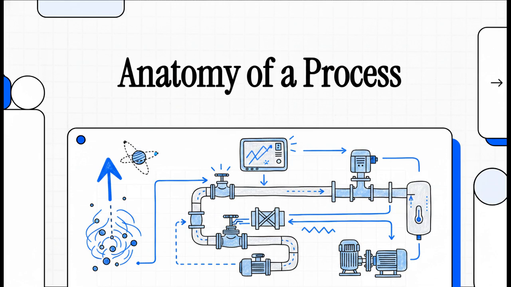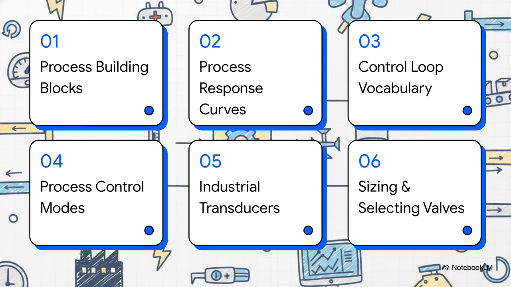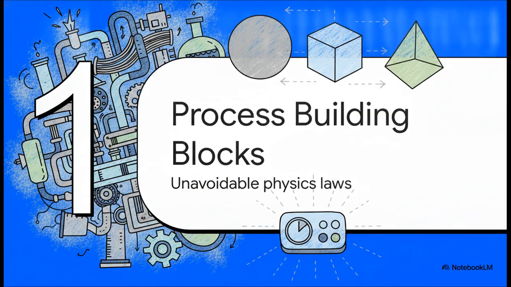Let's get into it. Okay, quick look at our roadmap. We'll hit the core process building blocks first, learn to read response curves, nail down that essential control room vocabulary, explore the 4 process control modes, look at industrial transducers, and finally, figure out how to properly size and select valves. Starting with Section 1, Core Process Building Blocks, the unavoidable physical behaviors of the universe.